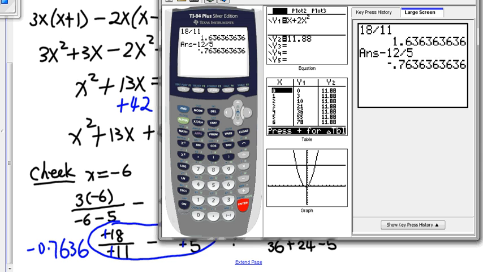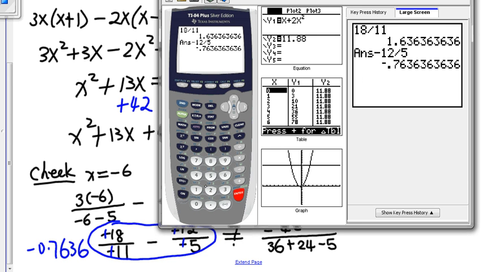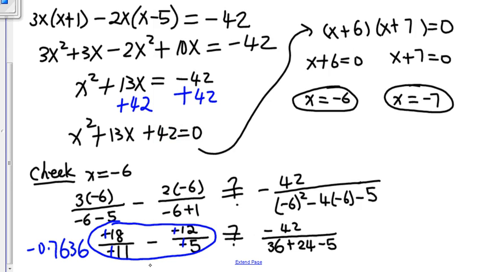You can use the calculator. Let me drag it up a little bit. That would be negative 42 divided by, make sure you put down the parentheses, 36 plus 24 and minus 5. Close the parentheses, hit enter. As you can see, on the left hand side we get negative 0.7636. On the right hand side, we also get negative 0.7636. So left hand side equal to the right hand side, therefore checked.